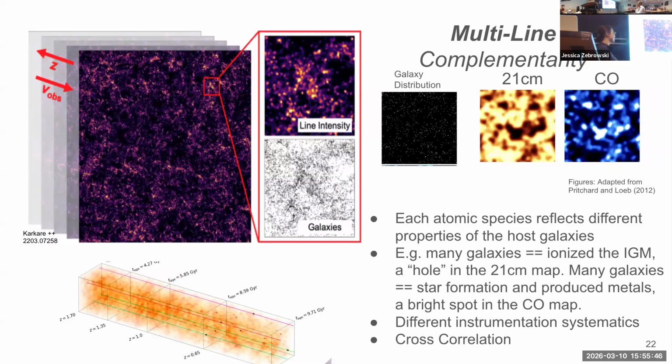The other thing that's really nice is that these line intensity maps span many frequencies in terms of instrumentation systematics. So if you're looking at the same patch of sky in 21 centimeter versus CO, they don't have overlapping instrumentation systematics. And obviously, this will be super powerful in cross-correlating many line intensity mapping data sets.